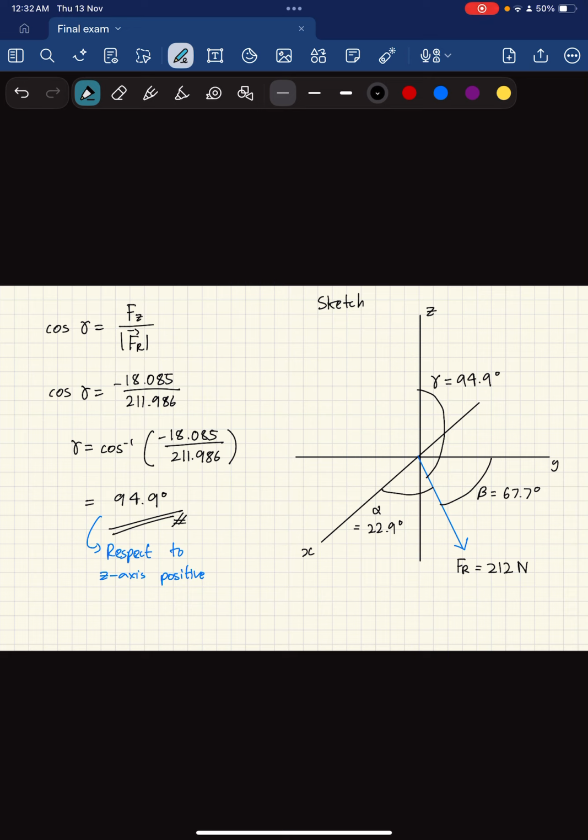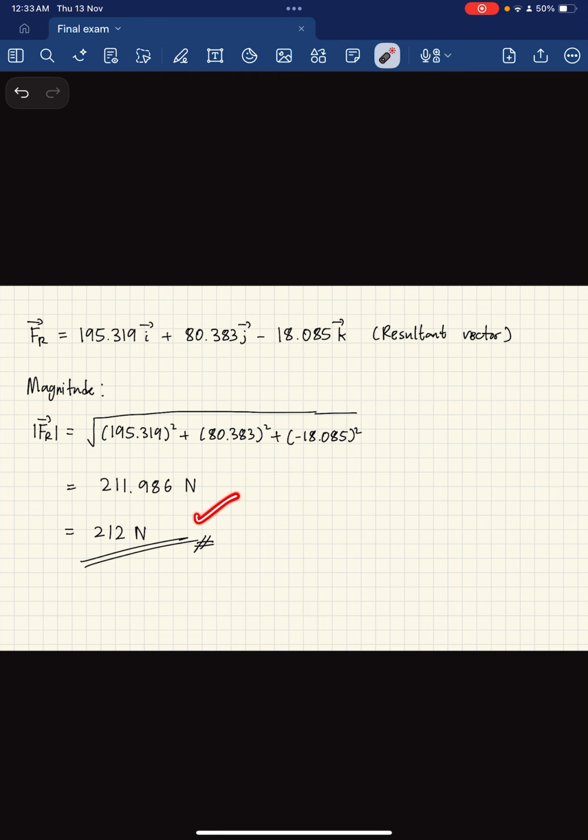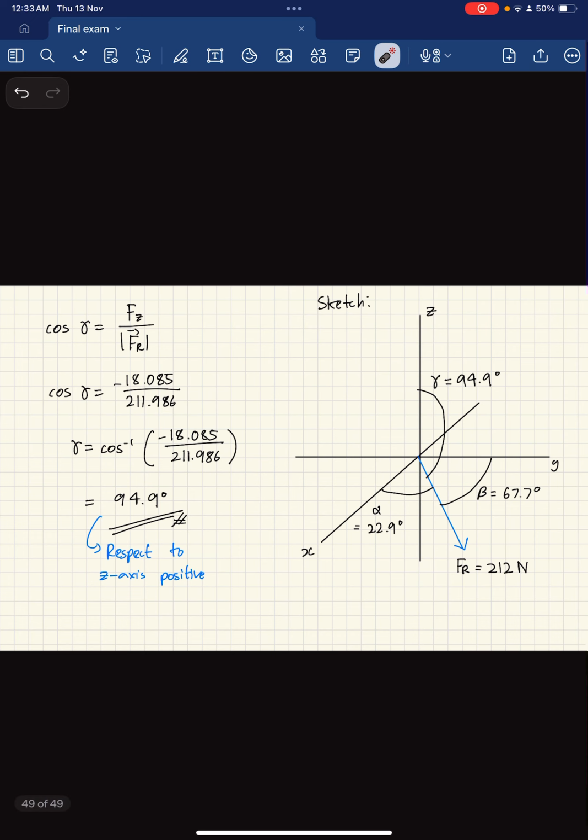That's basically how we solve this problem. We first find the magnitude, once we have the resultant x, y, and z components. After that, we find the coordinate direction angles alpha, beta, and gamma through these formulas. Let me just check first that I mentioned the formulas right. Yes, they're correct, and for gamma as well.